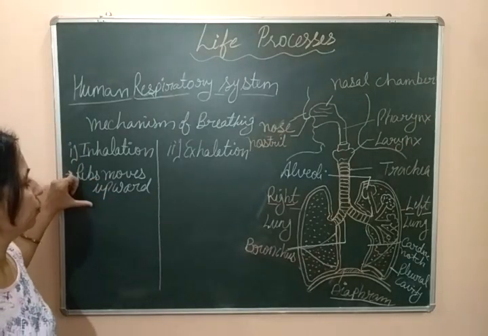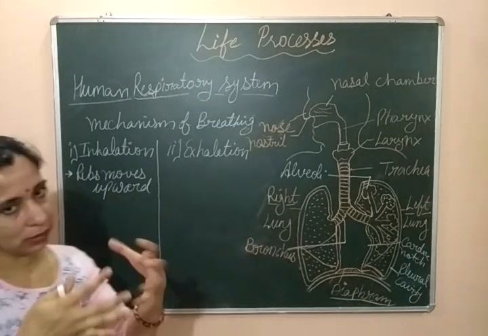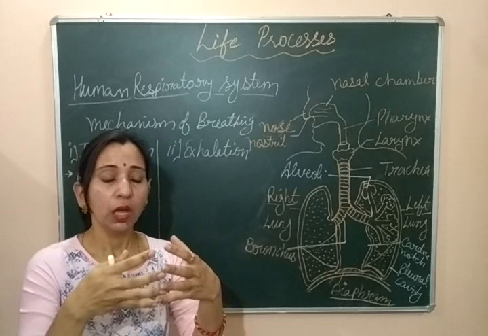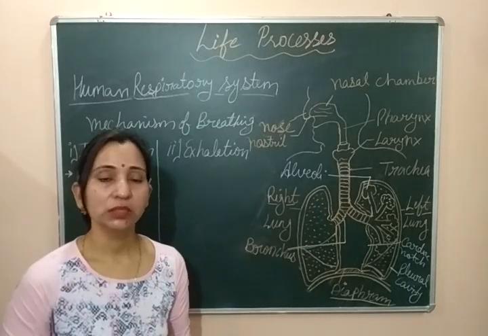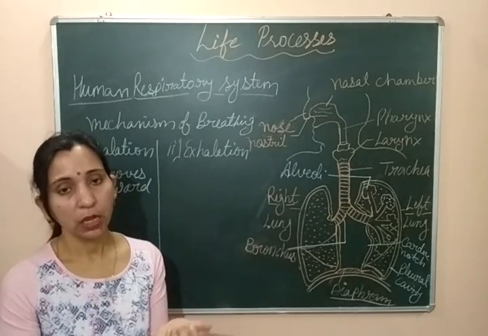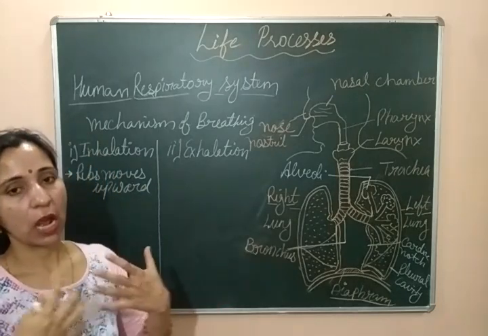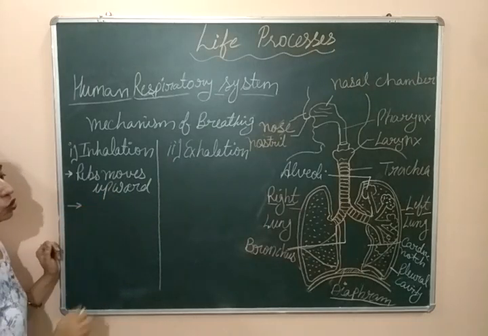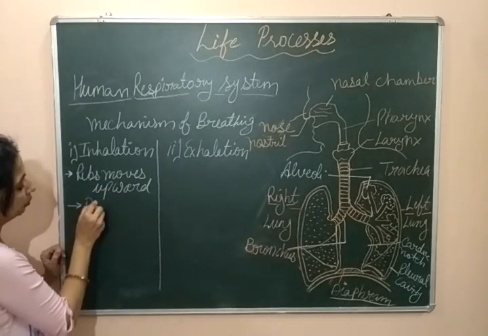For inhalation, the ribs will move upward. जो thoracic cavity में ribs जो part बना रही हैं, those ribs attached in the thoracic cavity will move upward. The muscles जो ribs के साथ attached muscles होती हैं, they pull the ribs outside. बाहर की तरफ pull करती हैं and ribs आगे की तरफ move करेंगी. The ribs move upward.